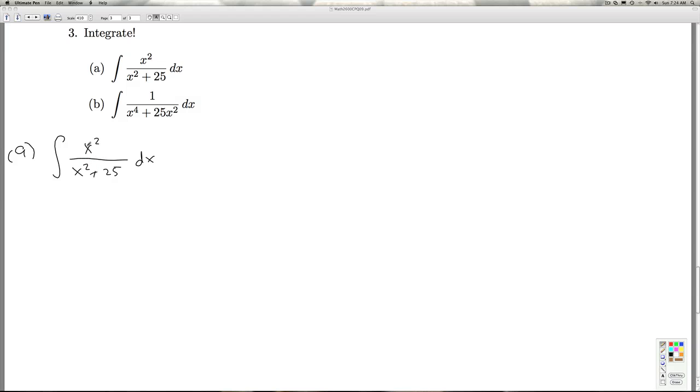can do some long division. If this were an x cubed or an x to the 4th, we would also do long division. So anytime the degree of the numerator is bigger than or equal to the degree of the denominator, the first step is always the long division. So I'm going to take x squared plus 25 and divide that into x squared. So x squared times what gives you x squared? 1.